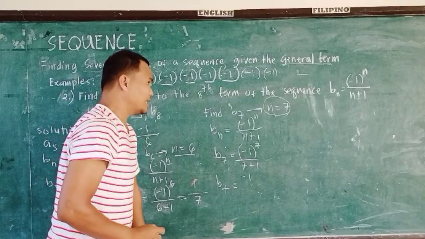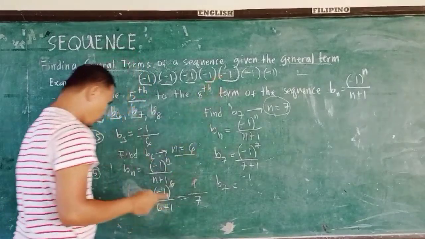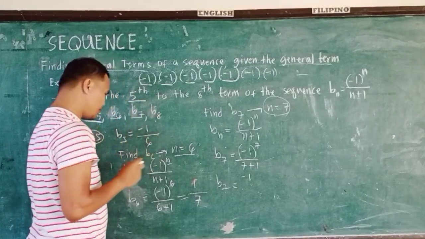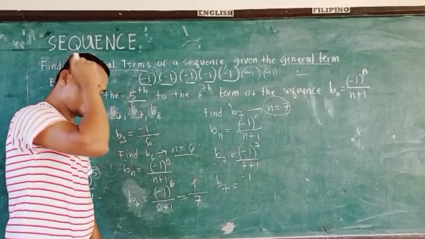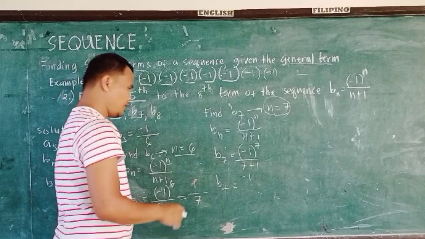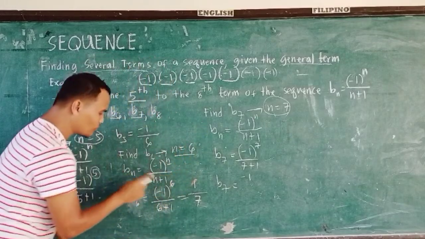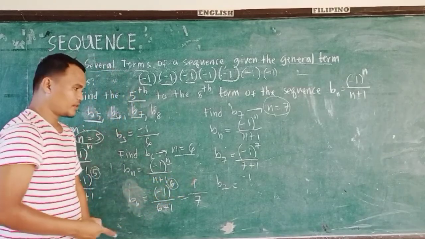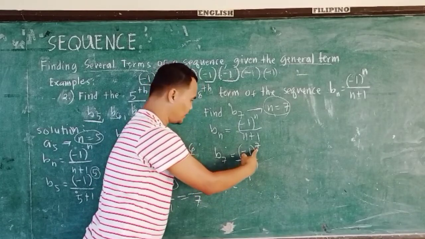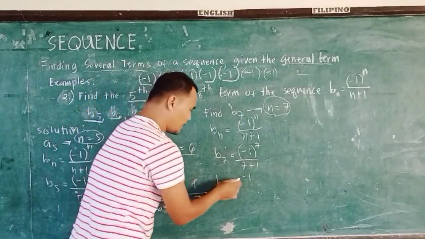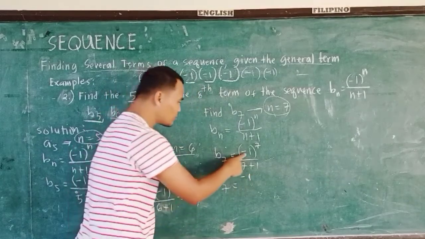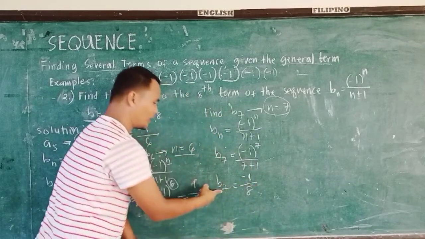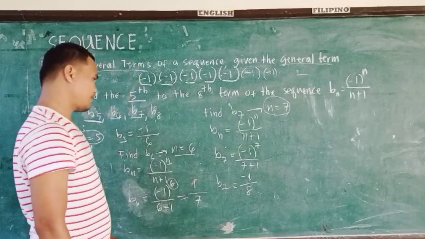So we can now have a generalization about this. If our base is negative and the exponent is odd, the result is negative. If the exponent is not odd, or is even, the result of our answer is positive. So here, our 7 is an odd number, so our answer will be negative if our base is negative. Over 7 plus 1, that's 8. Therefore, our 7th term is negative 1 over 8.